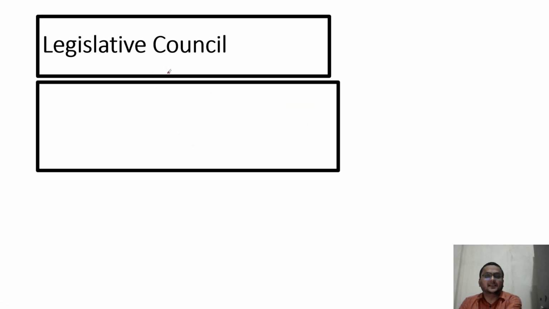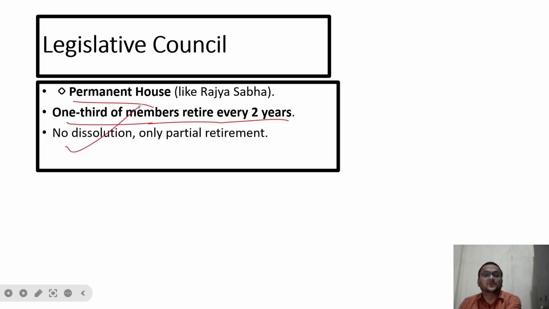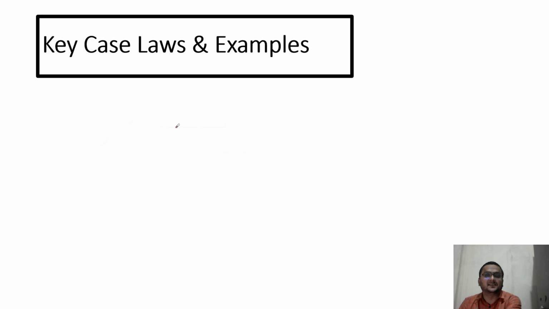In the case of the Legislative Council in the state, it is a permanent house like the Rajya Sabha. One third of the members retire every second year, and it is not subject to dissolution. No dissolution is there. Only partial retirement happens in the Legislative Council of the state.